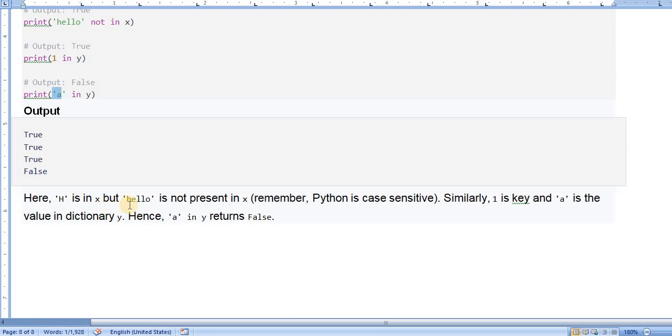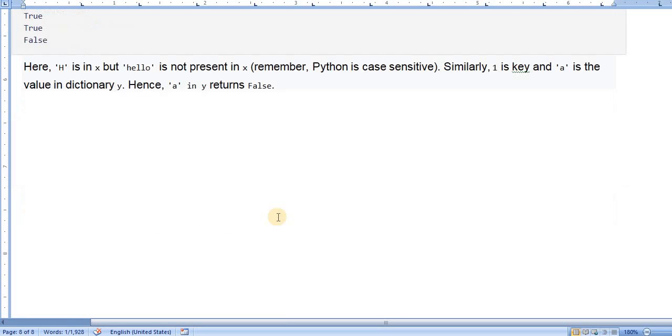H is in X, but hello is not present in X. Remember, Python is case sensitive. Similarly, 1 is a key and A is a value in dictionary Y. Hence, A in Y returns false.